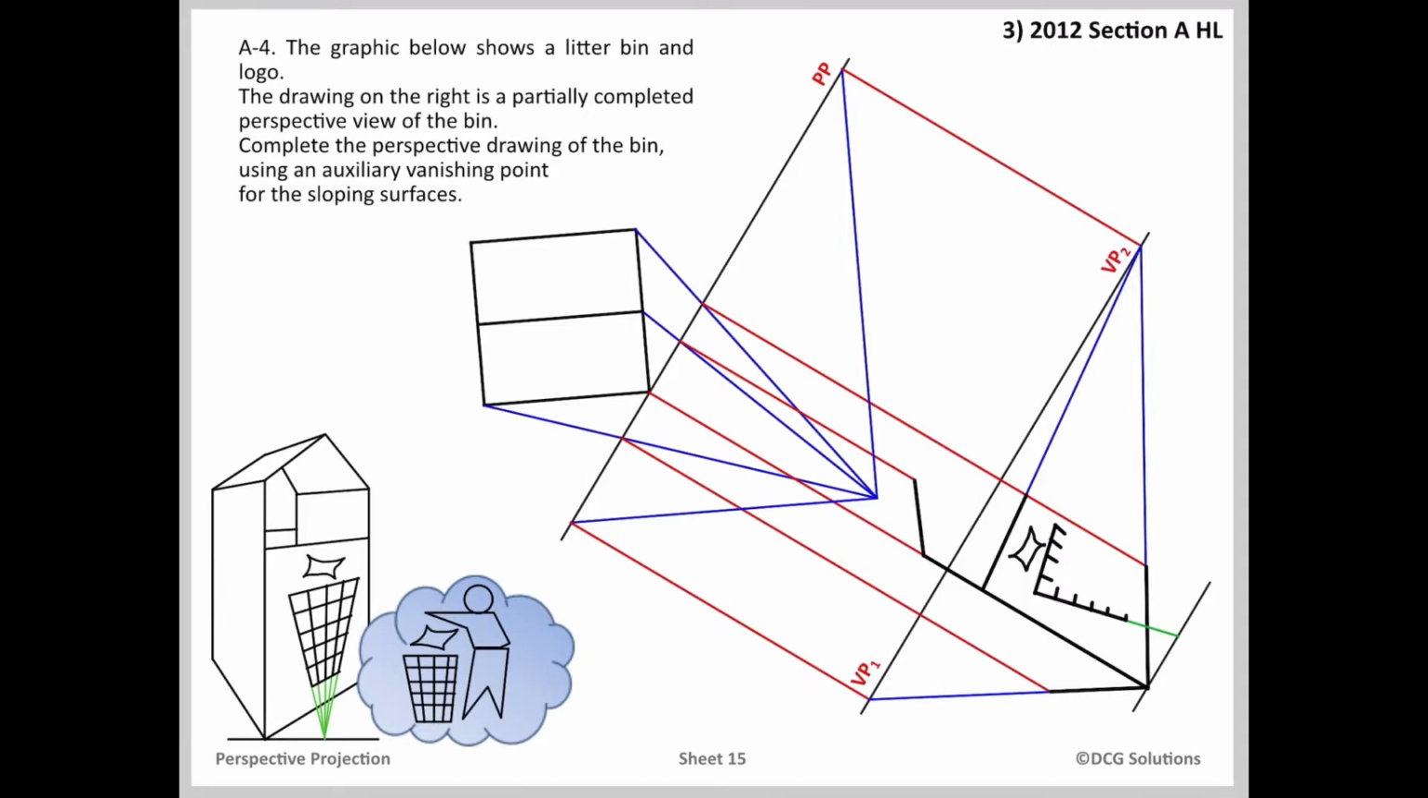I gave ye the 2012 Section A higher level question in the last few days, and I just want to go through the solution to it here. What we're given is a graphic showing a litter bin and the logo. The drawing on the right is a partially completed perspective view of the bin, and we're asked to complete the perspective drawing of the bin using an auxiliary vanishing point for the sloping surfaces. So the usual story: some of the question done, find an auxiliary vanishing point, finish the question.